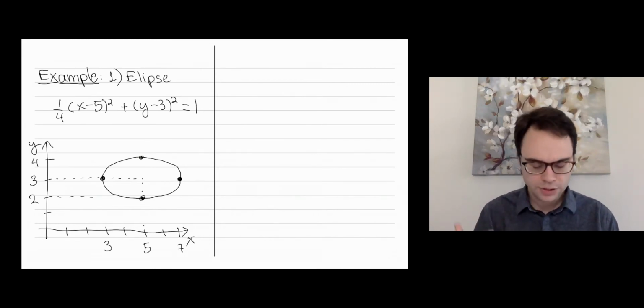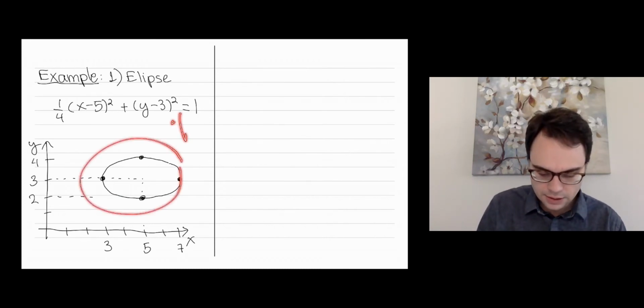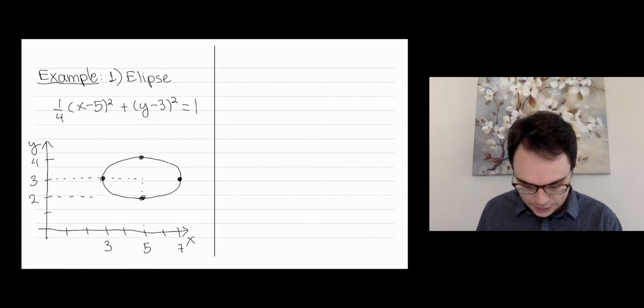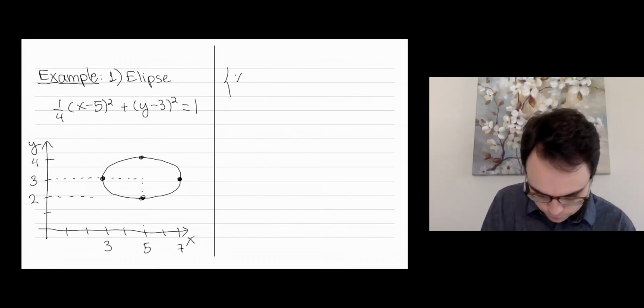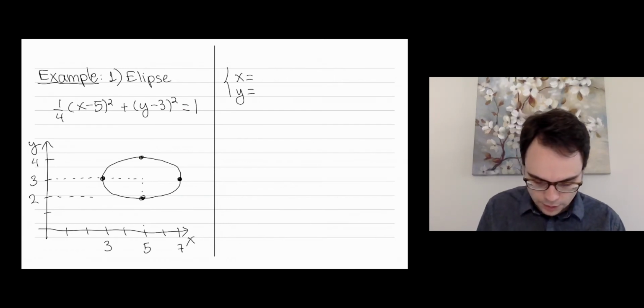So we know how to parameterize a circle, and with this geometric understanding of this ellipse, we can adapt the parameterization of the circle to give me a parameterization of this ellipse. So let's see that happening. So here's what I'm going to do.